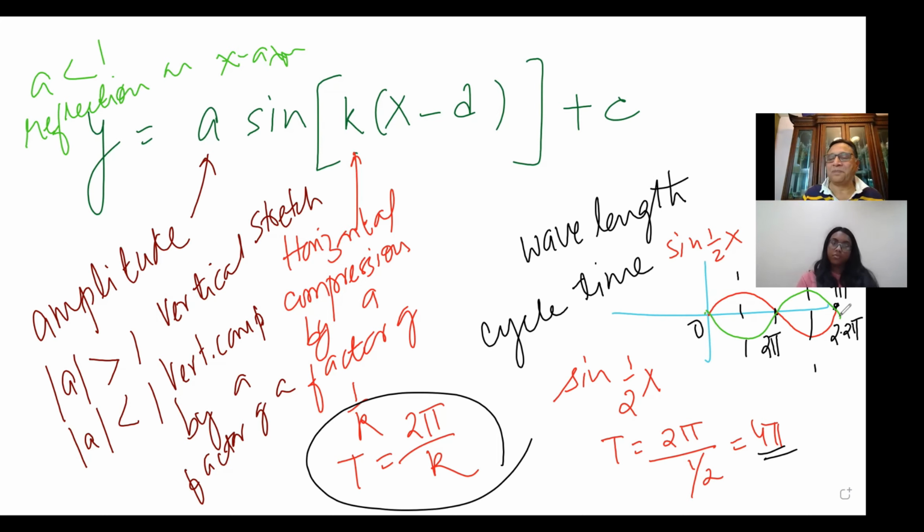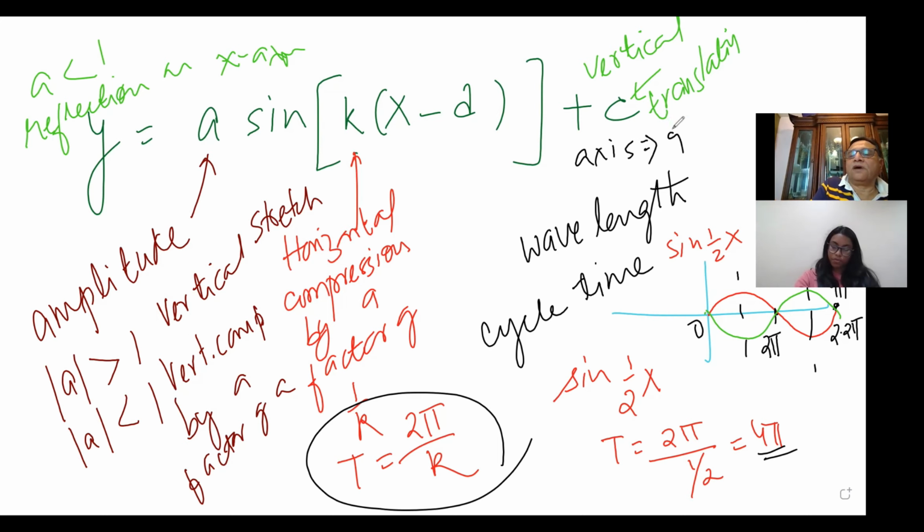You get the idea. Similarly, the value of C is actually vertical translation. This is vertical translation, almost identical to what we have learned in previous units. And here it is the axis which you talk about. So this is called the axis. The axis is y equals C. So the C value gives you the axis for the sine wave.